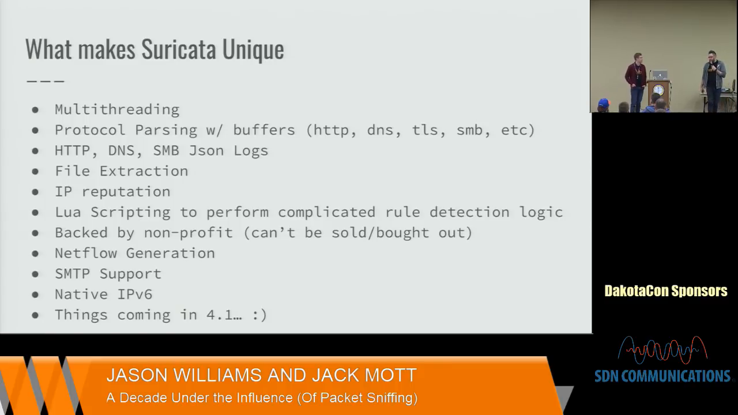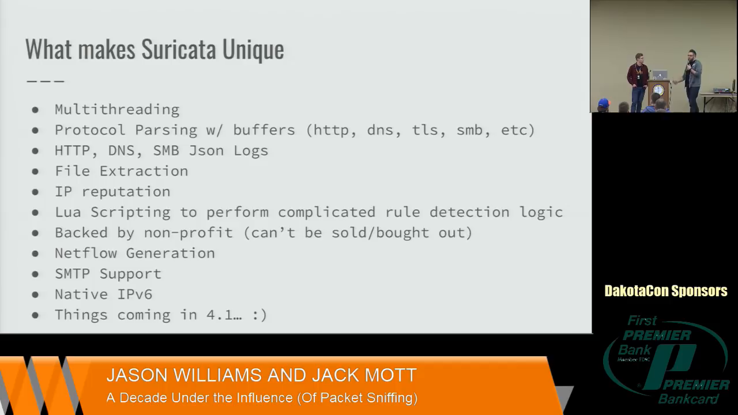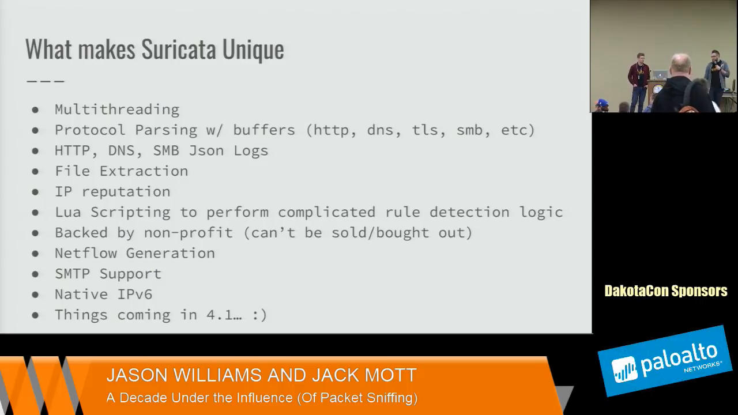It's cool that we're backed by a nonprofit because we can't be sold or bought out or anything. Suricata generates NetFlow, has really good support for SMTP, native IPv6, and we've got a lot of cool stuff coming up in 4.1.